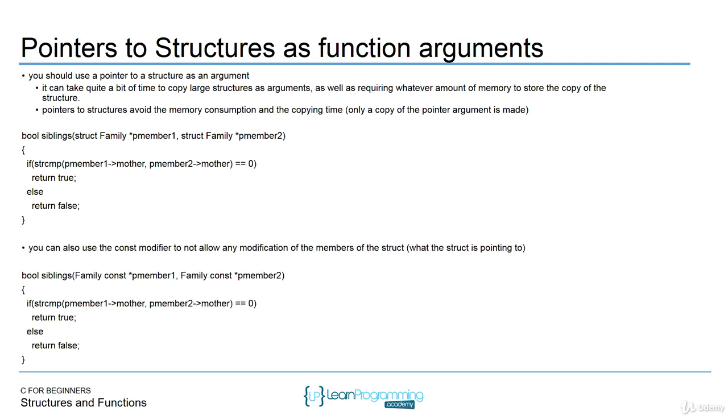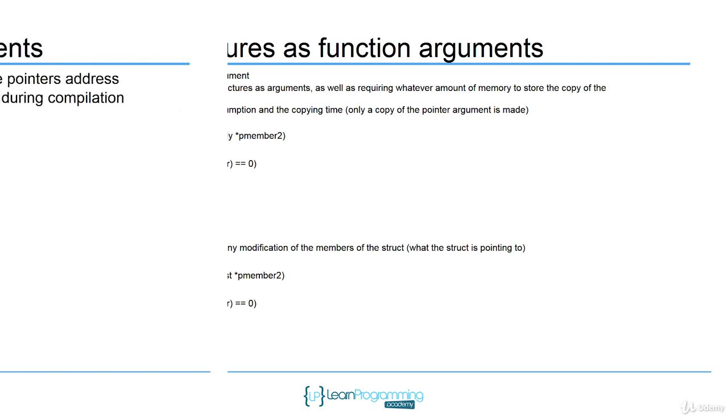You can also use the const modifier, as I mentioned, if you don't want to allow any modification of the members of the struct, what the struct is pointing to. Then you put the const before the pointer. You could put the const before family as well. In this case, family has a typedef, so here it would really be const struct family or struct family const pointer. And then again, acts is the same way. You're not modifying anything, so you're good to go. Compiler's not going to complain.